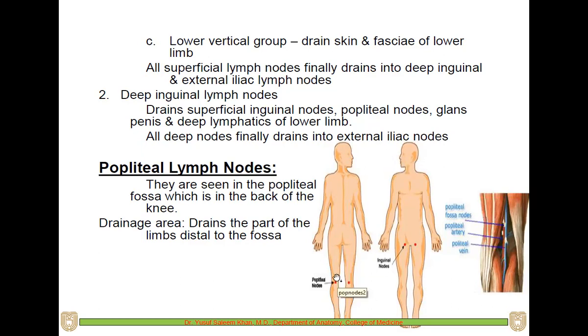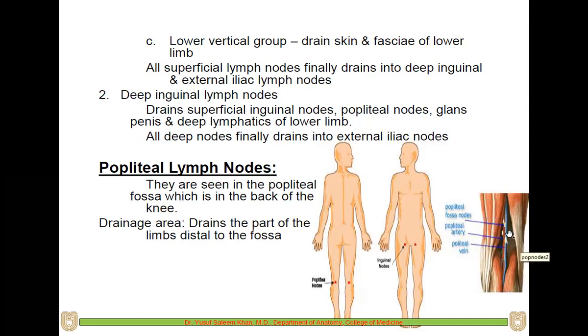So here you can see behind the knee. Behind the knee will be the popliteal group of lymph nodes in the popliteal fossa. And this region is where the inguinal group of lymph nodes are present. So the popliteal group of lymph nodes are seen in the popliteal fossa, which is at the back of the knee. So even though it is shown in the front, actually it is at the back of the knee.